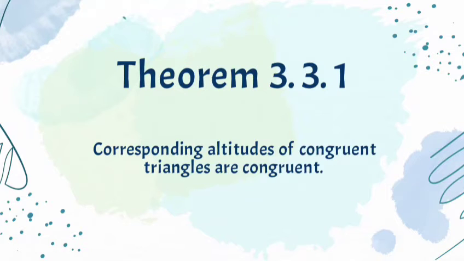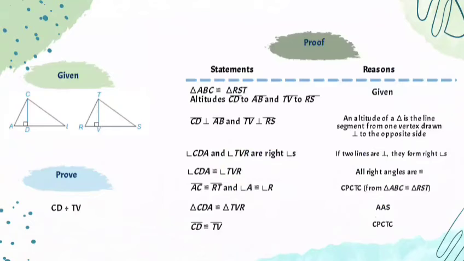Theorem 3.3.1. Corresponding altitudes of congruent triangles are congruent. Give a formal proof of the theorem. Given: triangle ABC is congruent to triangle RST, with altitude segment CD to segment AB and segment TV to segment RS. Prove that segment CD is congruent to segment TV.